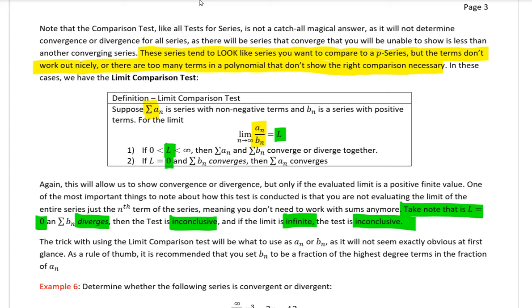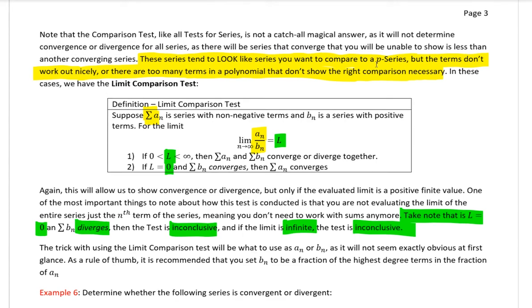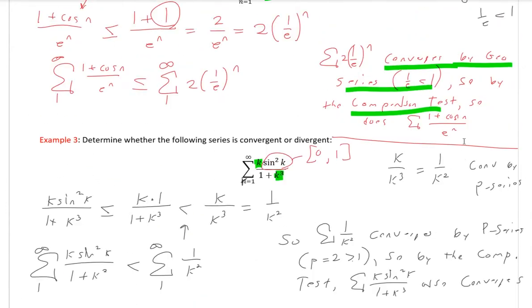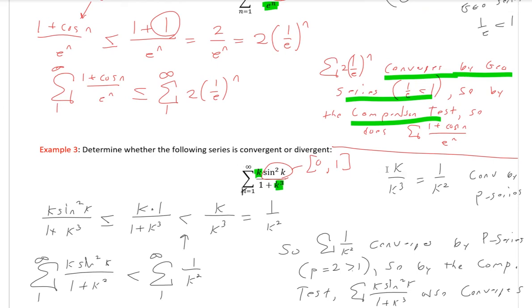Now, the main way to try to think about what we want to do with the limit comparison test is the same way that I was doing with the comparison test earlier. Note that every time I was trying to consider what I saw here, like n over n plus 1, 1 over 2 to the n, or in the previous case, I saw basically k over k cubed. That is what I want to think about when trying to think about what I compare to.